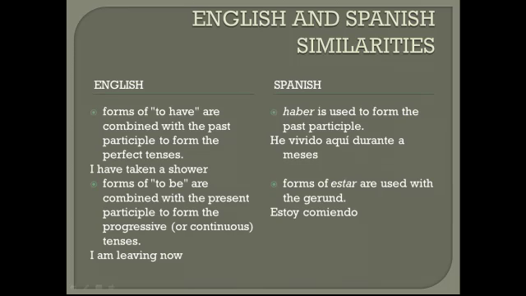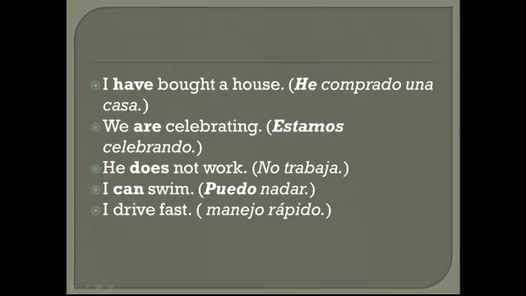In English, forms of to be are combined with the present participle to form the progressive or continuous tenses. I'm leaving now. In Spanish, forms of estar are used with the gerund. For example, estoy comiendo.